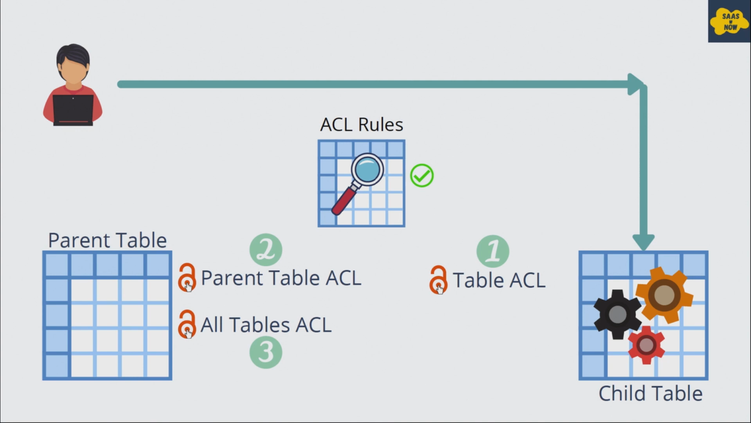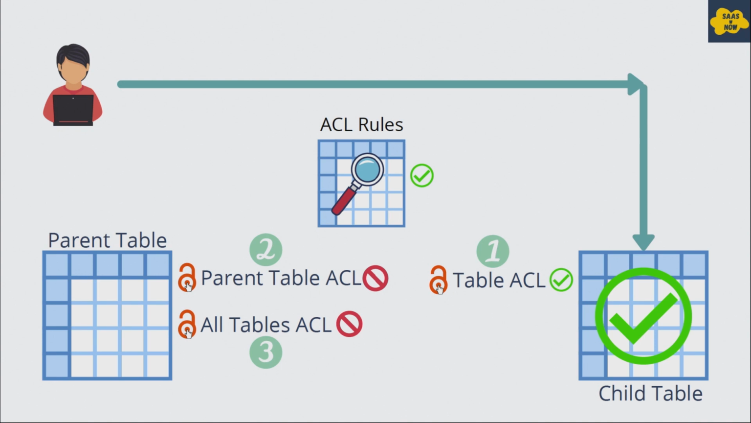Now, if the system finds table ACL and it evaluates to true, however, the other two ACLs don't evaluate to true, that means they're not passing the permission for the logged in user. In that case, user will be able to access the records, as child table ACL will always mask the ACLs of parent table. So whatever ACLs you have created for parent table, if child table is giving the permission to the logged in user, then user can access the records of that particular table.